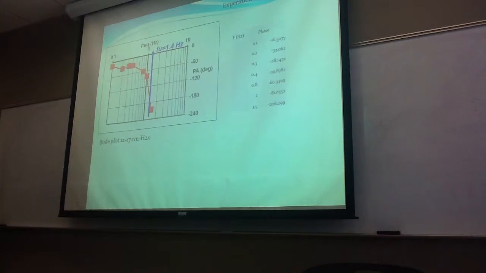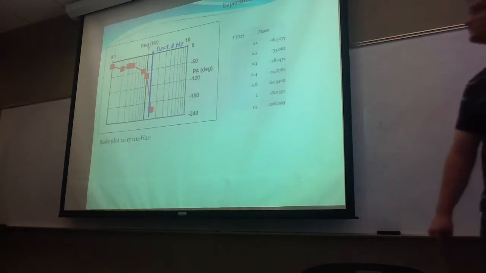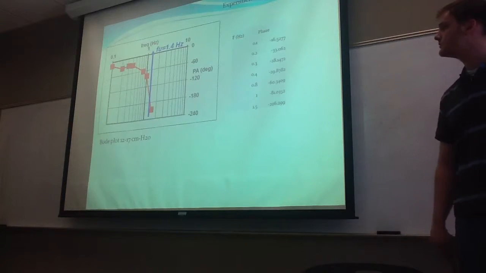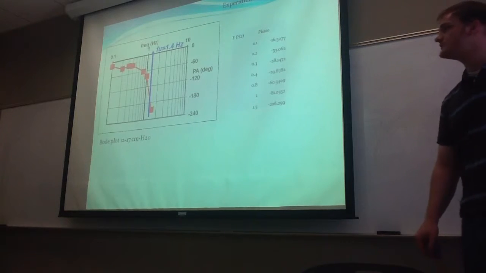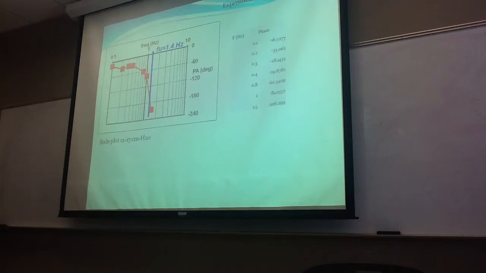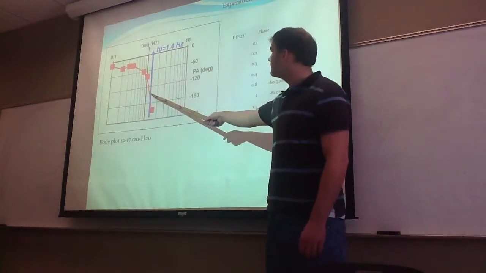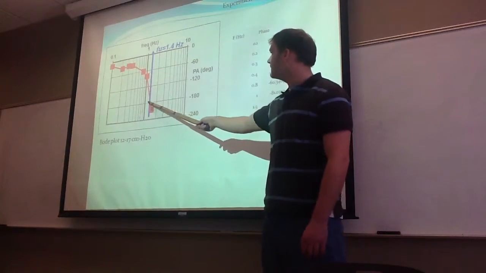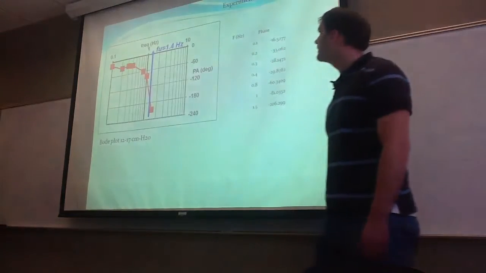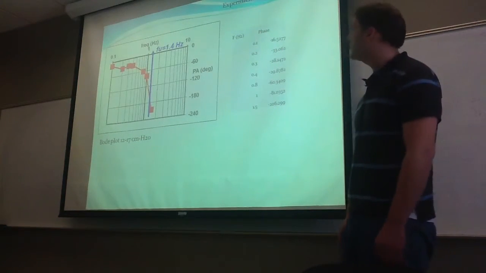This is a frequency versus phase angle Bode experimental plot. This was between a pressure range of 12 and 17 centimeters of H2O. And you see the frequency versus phase angle crosses negative 180 about right here, which gives us our ultimate frequency, about 1.4 hertz.